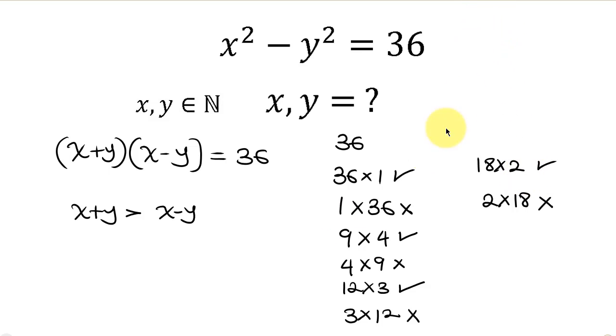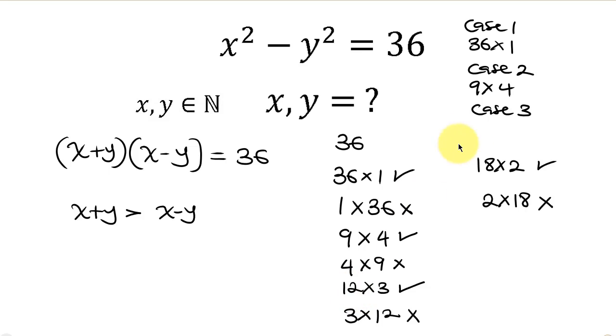And now, each of these factors will be our cases. For example, our case 1 will be this first factor, 36 times 1. Our case 2 will be this other factor, which is 9 times 4. Our case 3 will be 12 times 3. Then for our case 4, let me write it here, will be 18 times 2. Very good. Now, let's write out each of these cases.